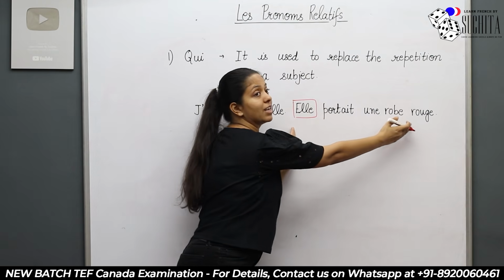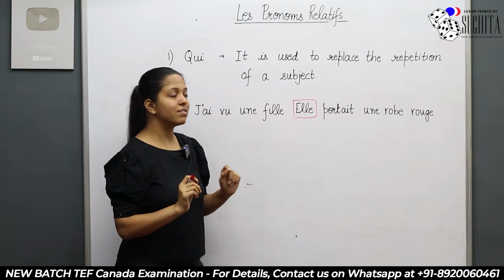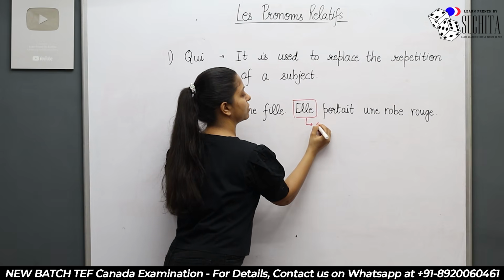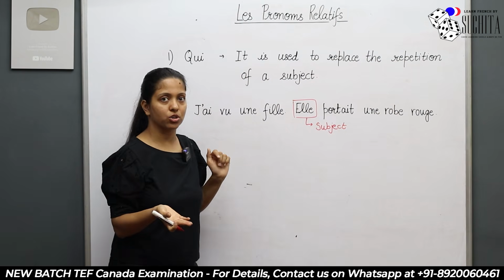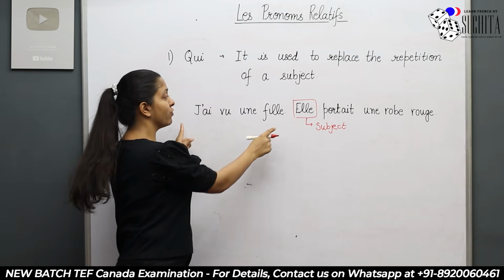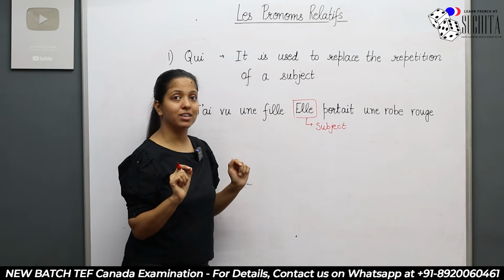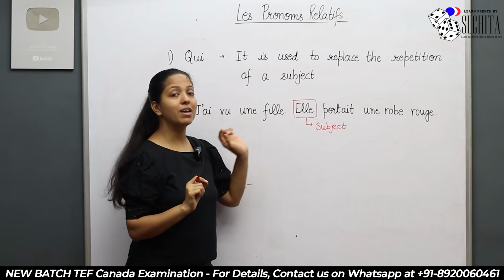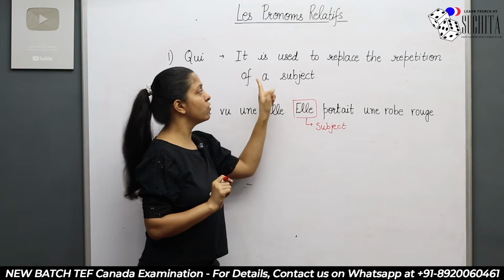Now, look at the second sentence. Don't look at the first sentence. Look at the second sentence. And let me know, in the second sentence, what is elle? That is the subject. What is the subject? Subject is somebody who does the action. You do not have to look with respect to the first sentence. You have to look with respect to the second sentence. In the second sentence, elle is my repetition and elle is my subject. So, we use qui if you want to replace the repetition of a subject.